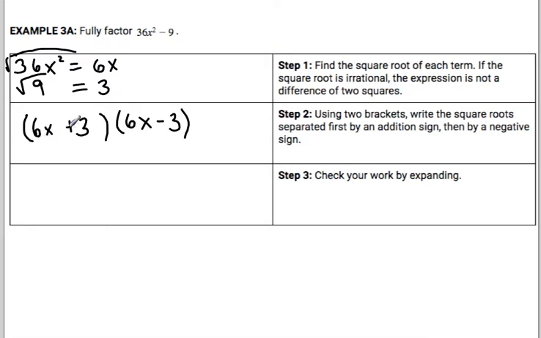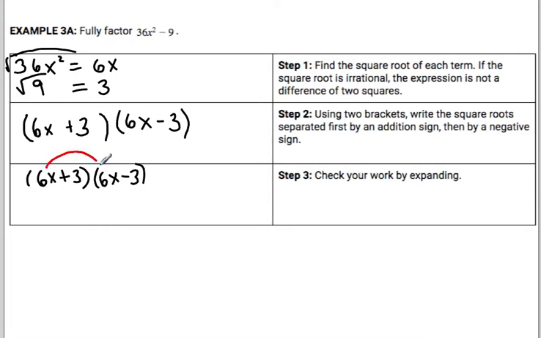I'm writing my square roots of my terms in order, and then I'm separating them by a plus and by a minus. I could have easily written the negative here and the positive there. It doesn't matter what order we put the brackets in. Then I need to check my work by expanding. So I have 6x plus 3 multiplied by 6x subtract 3, and I want to expand this out.